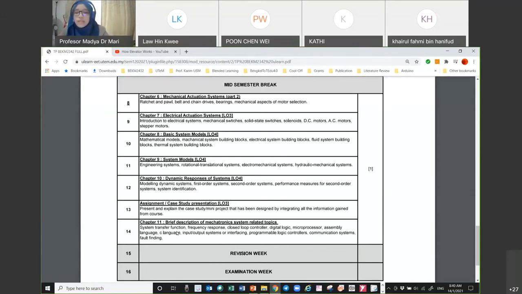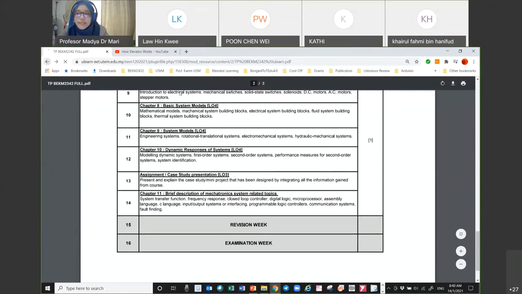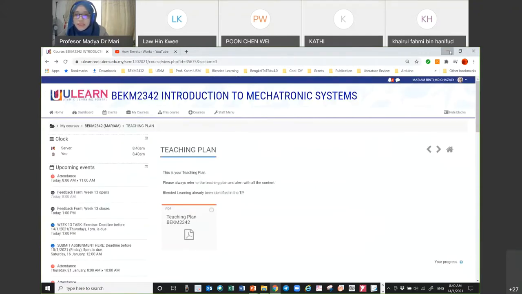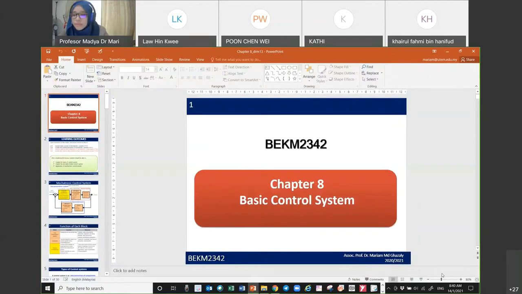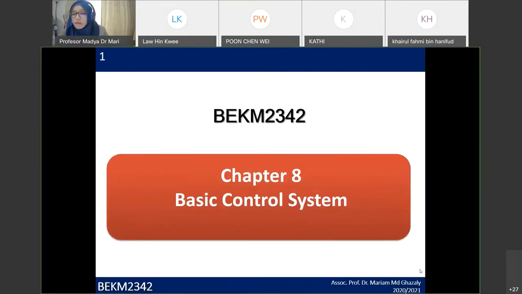I'm going to give a brief description of mechatronic system. By the end of today, you will relate it to your assignment. For this assignment, you need at least a closed loop, if the assignment requires you to have a closed loop. But anyway, you can go to the teaching plan and look at what topics are covered. Okay, I'm going to share my screen. Can you see the slide right now?